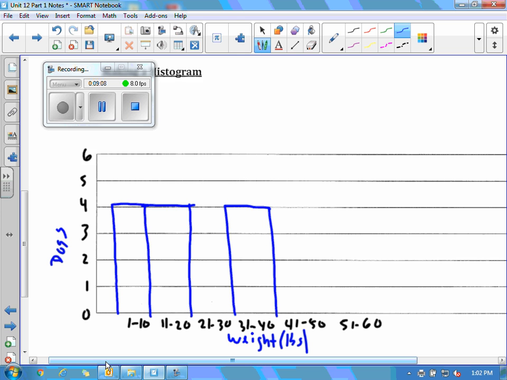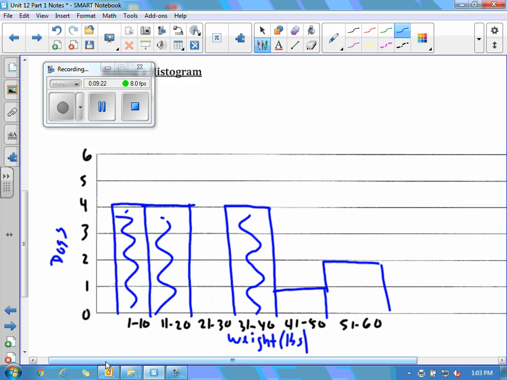From 41 to 50, I had 1. So again, these 2 bars connect. And then 51 to 60, I had 2. Again, the bars connect. Okay. And then you would just color them. So that's what my histogram looks like. Again, those bars touch because if you look, these numbers flow right into each other. 1 to 10, 11, 20, 21, they all flow. So that's why they all touch.